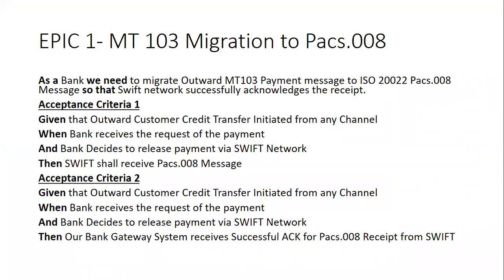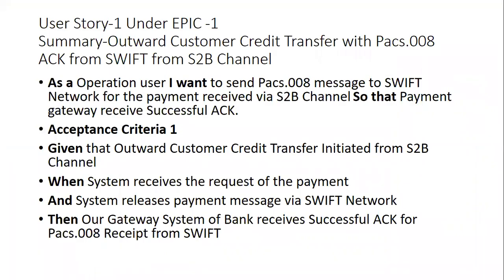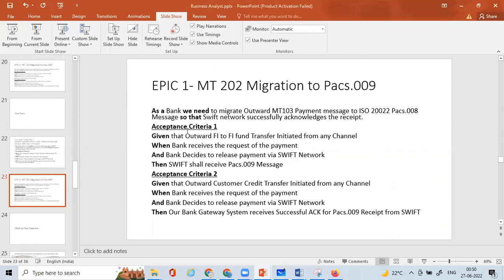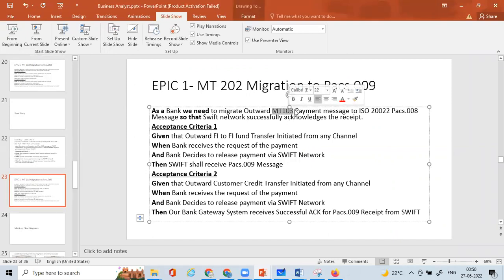So this is one of the epics, and similarly the other one can be done for the MT202 also. So for the other one, maybe in the next sprint, in sprint 2, you would do it for MT202 migration to pacs.009. Same way you would write the epic, that is, as a bank we need to migrate outward MT202 payment message to ISO 20022 pacs.009 message so that the Swift network successfully validates and acknowledges the receipt.